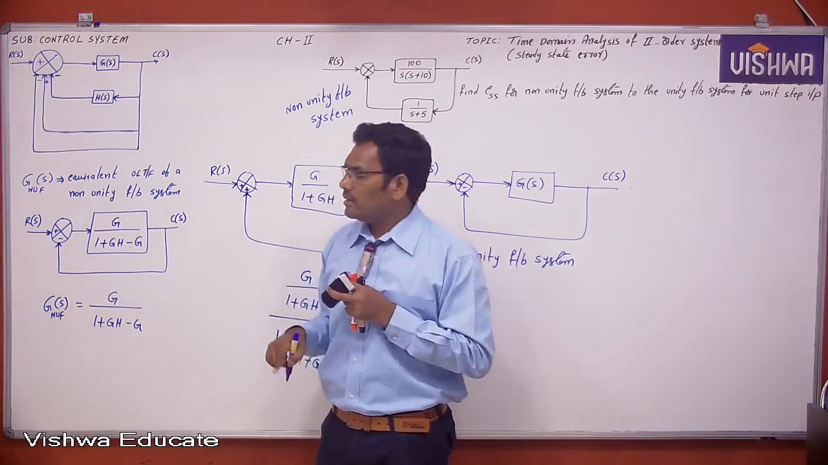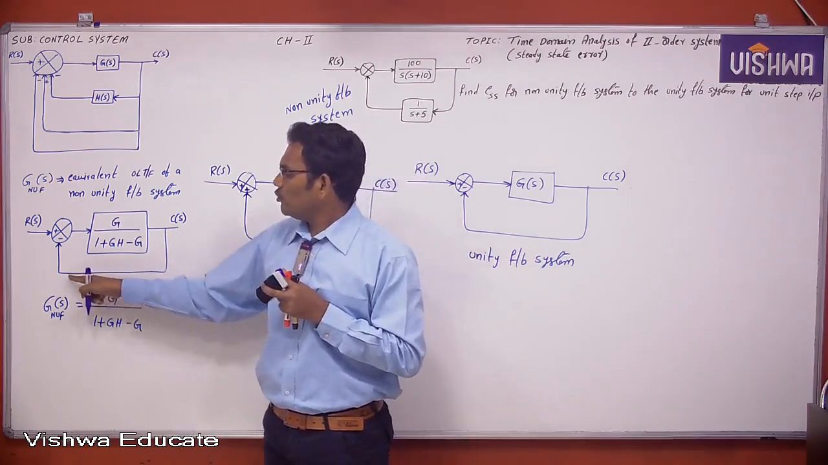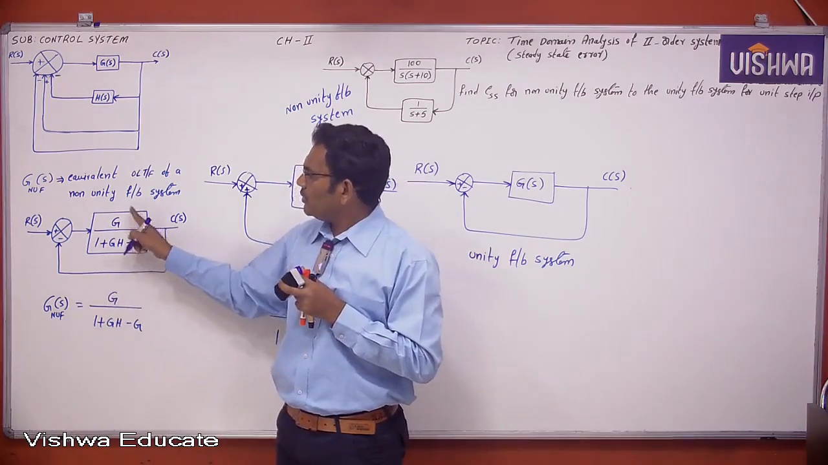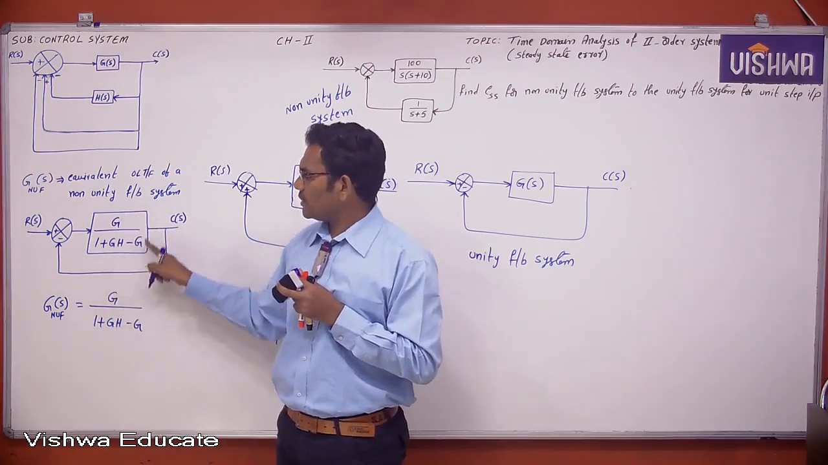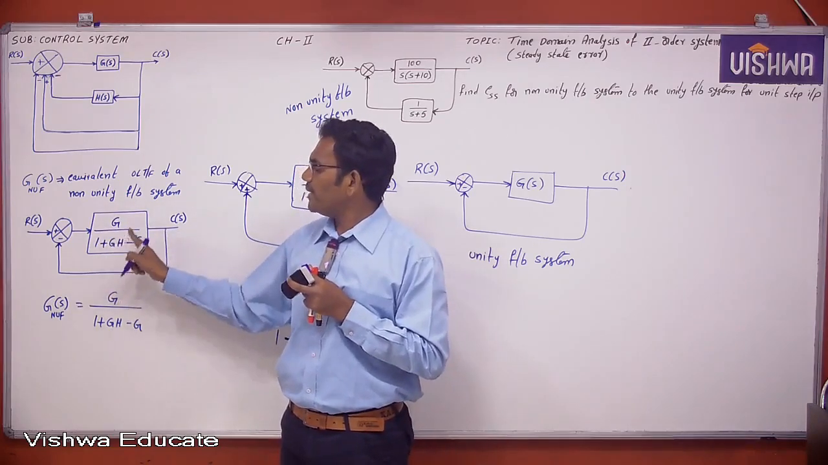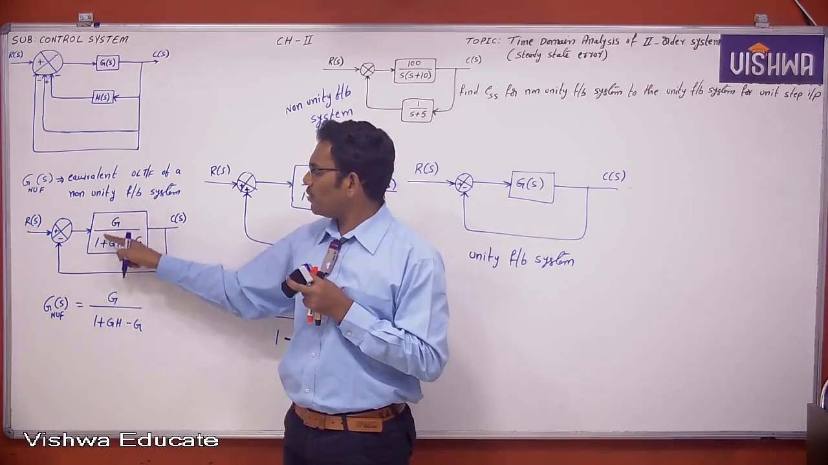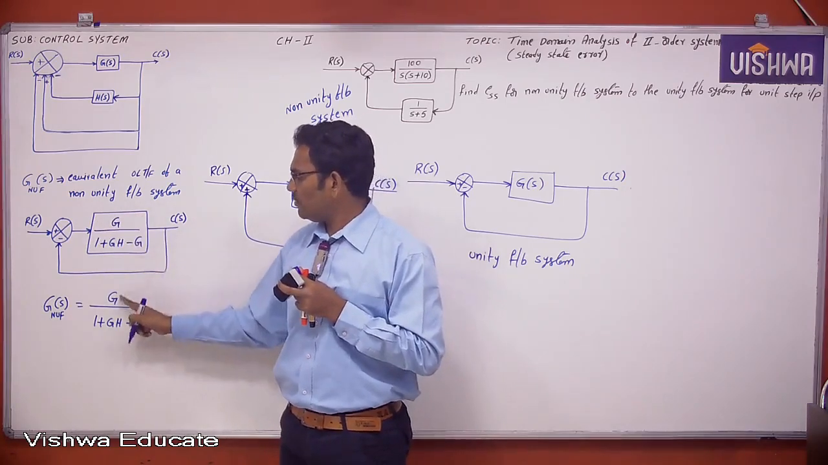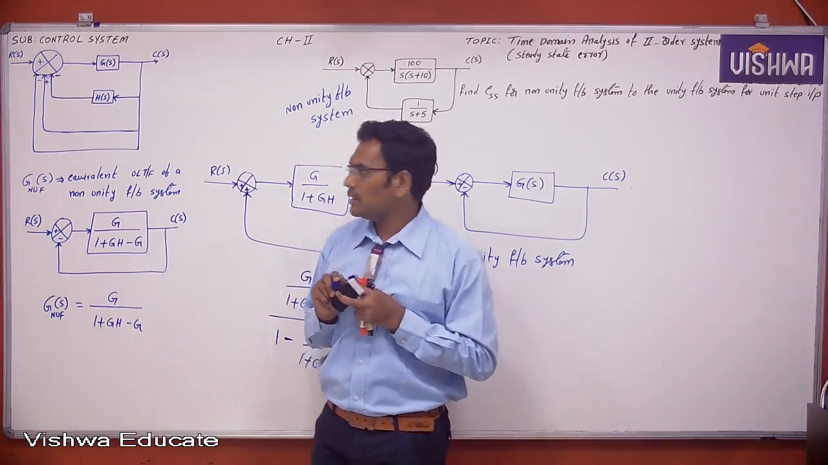But the steady state error is calculated for unity feedback. In such a situation, now this is your open loop transfer function. So what is the open loop transfer function for a non-unity feedback system? The open loop transfer function for a non-unity feedback system is G by 1 plus GH minus G. Understand or not? No.